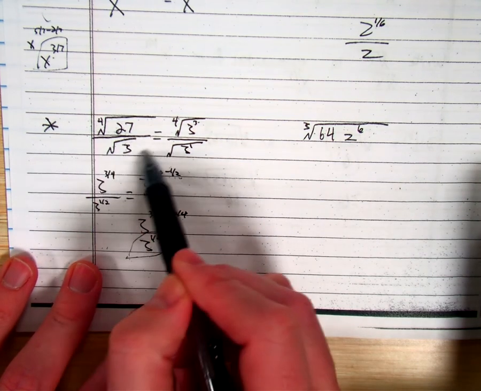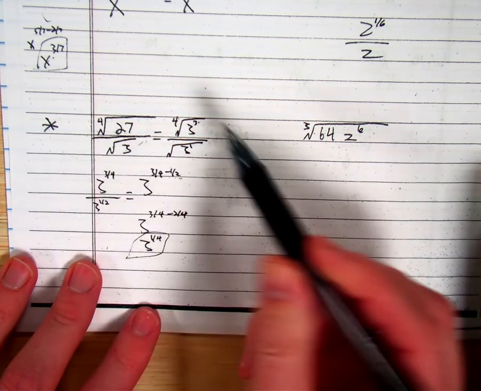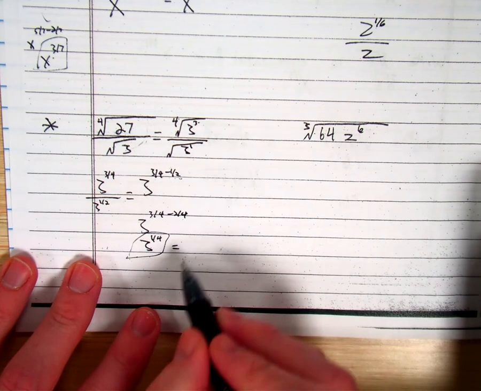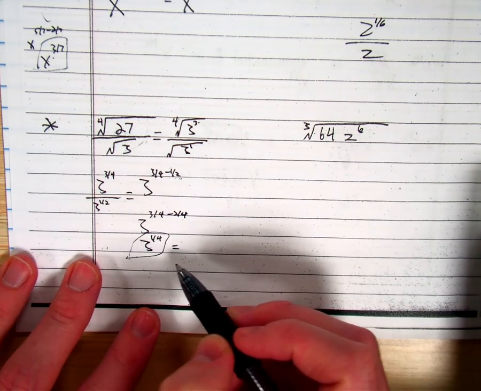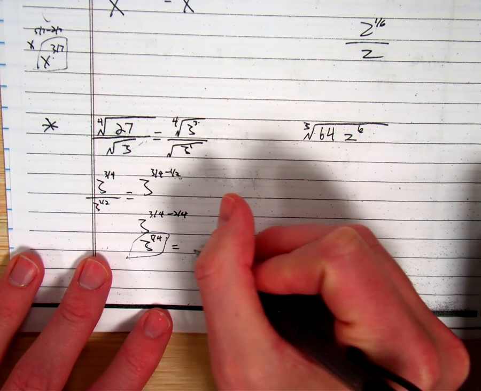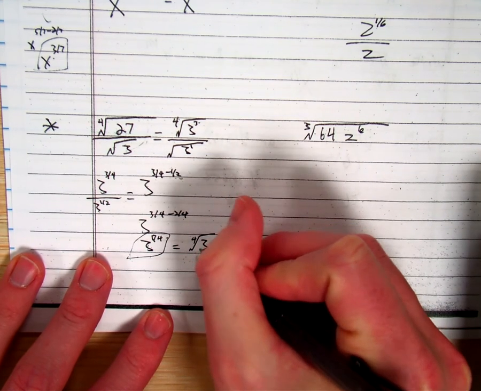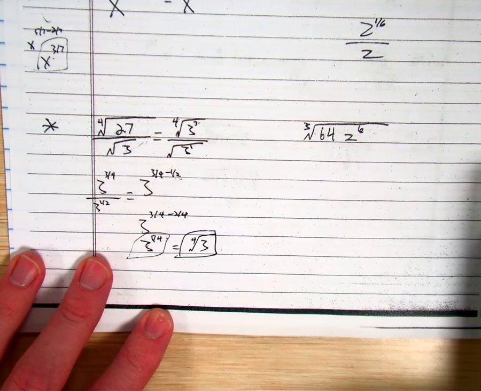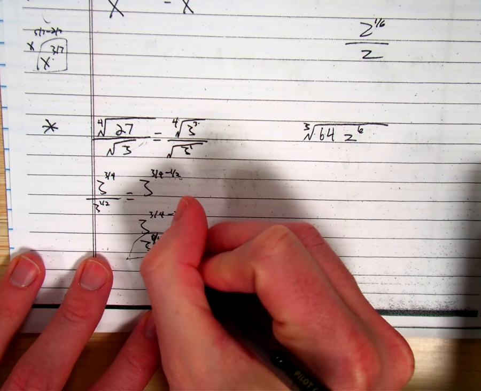Also, if they gave the problem to you in root form, probably not a bad idea to turn this all the way back into root form for your final answer. So we have 3 to the 1st and then the 4th root. One-fourth.